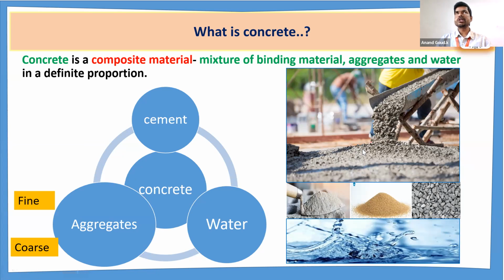So what do you mean by composite material? Can anyone answer? What do you mean by composite material? Combination of... just anyone. Mixture of different materials. Brahmaji, can you repeat? Mixture of different materials, sir. Yes, very good.